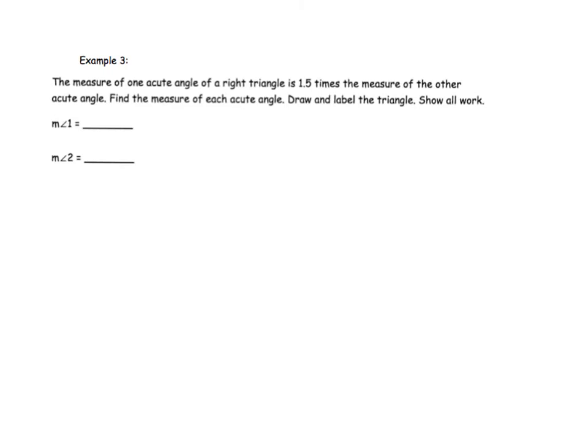Next example, the measure of one acute angle of a right triangle. See, I have to always draw pictures. And they already gave me my first clue. They said that it is a right triangle, which means that is automatically 90 degrees. Okay? So the measure of one acute angle of a right triangle is 1.5 times the measure of the other acute angle. Find the measure of each acute angle, draw and label your triangle.